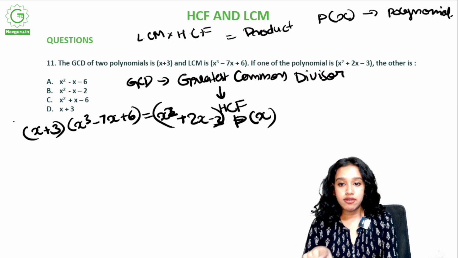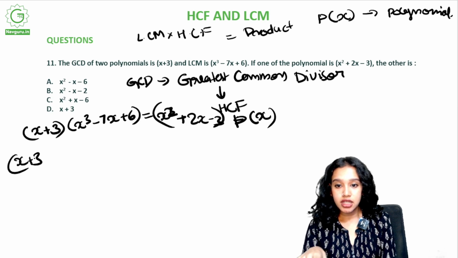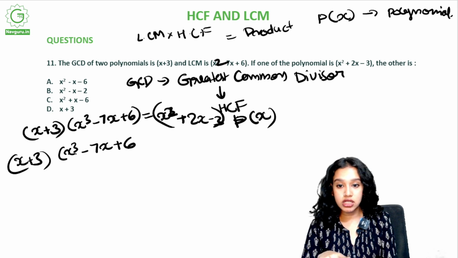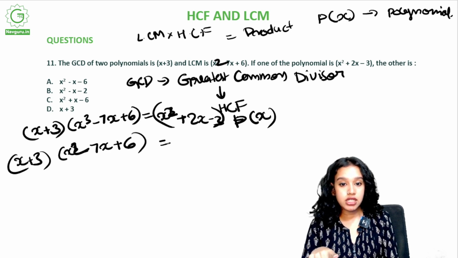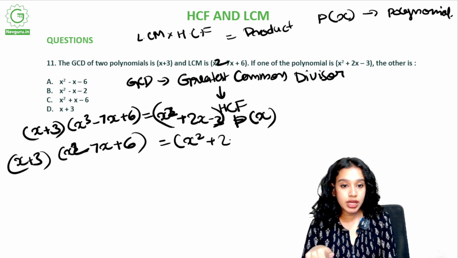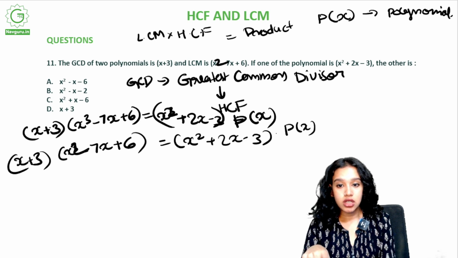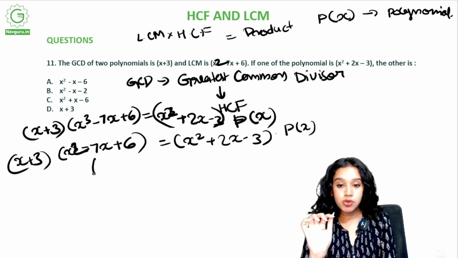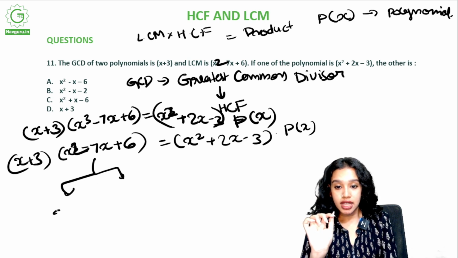Now, we have x plus 3 here. Then we have x cube minus 7x plus 6, which is equal to x square plus 2x minus 3 into P of x. So x cube minus 7x plus 6. We can split this into an x plus 1 term and an x minus 1 term.